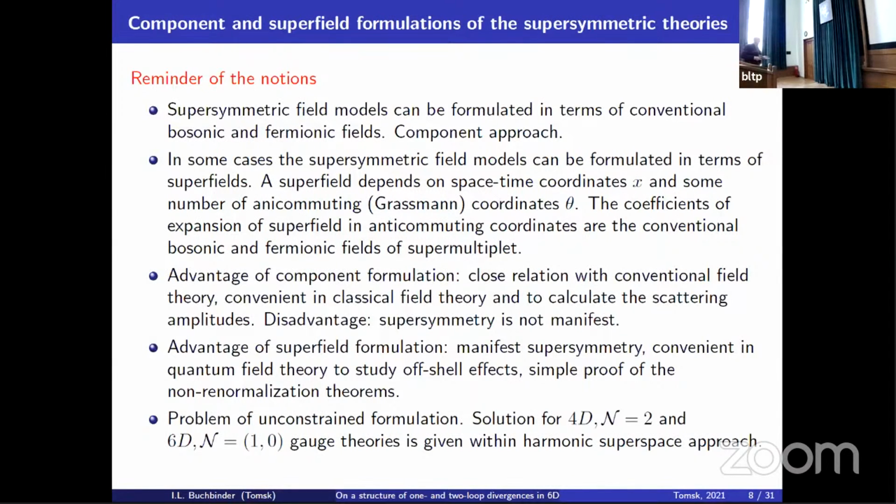And the best that we know up to now, the unconstrained formulation, is given by the harmonic superspace approach, where there is a real way to solve the constraints, but not in the initial space. To solve that, people invented a new type of superspace. So I will work with the 6-dimensional N=(1,0) gauge theories in harmonic superspace.